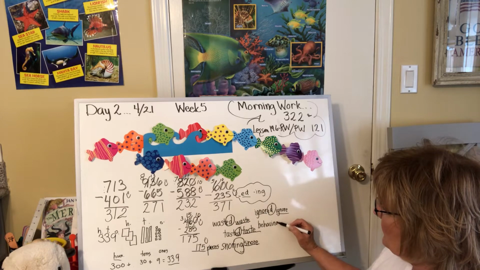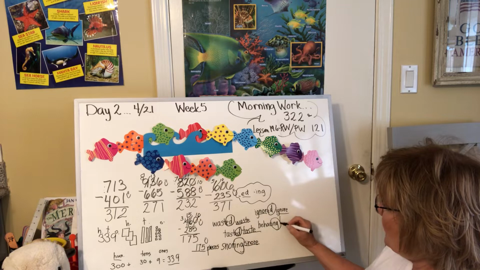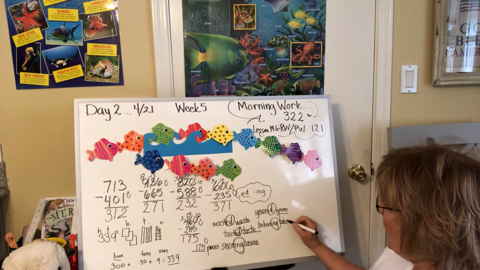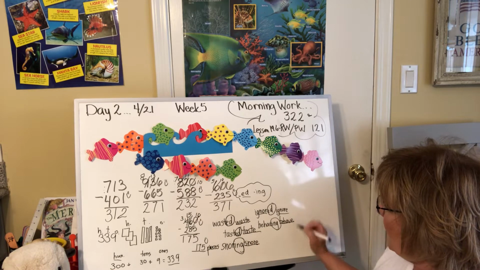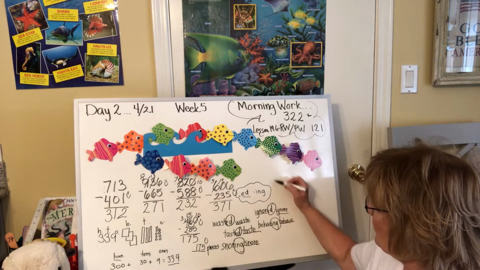What are you going to circle? ING. Be careful, I kind of messed up. And you're going to write behave, adding the E back on. Okay? I'm going to fit it up here.